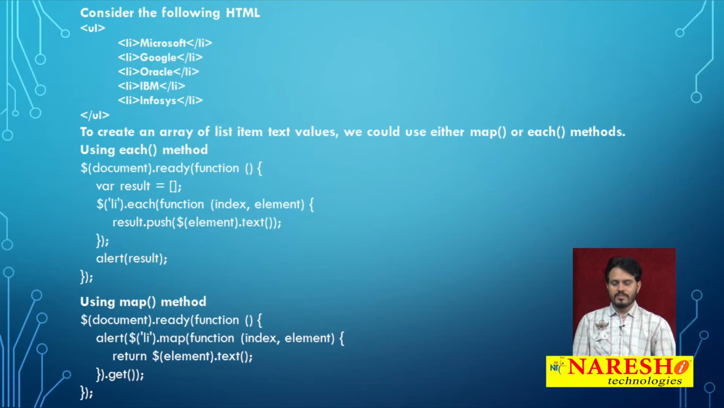a comma separator. So before implementing this example using the map method, I want to show in this video session the same example using the each method also. And then I will do the same example with the map method, so you can clearly understand why the map method is preferable for this kind of output.